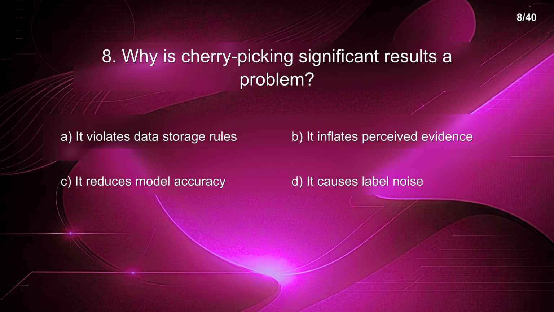Eighth question. Why is cherry-picking significant results a problem? A. It violates data storage rules. B. It inflates perceived evidence. C. It reduces model accuracy. D. It causes label noise.